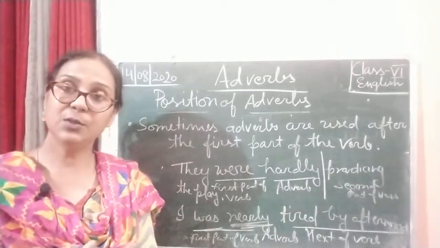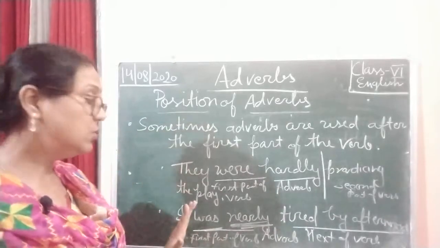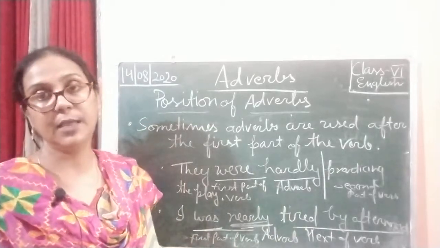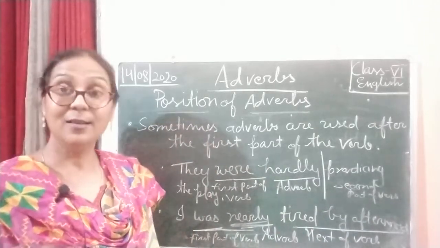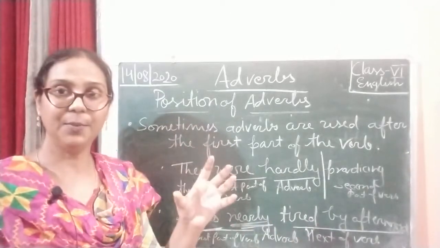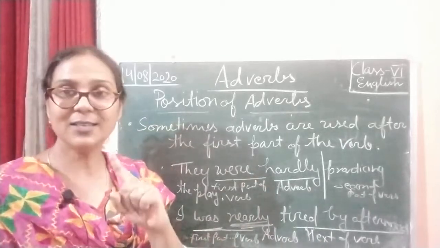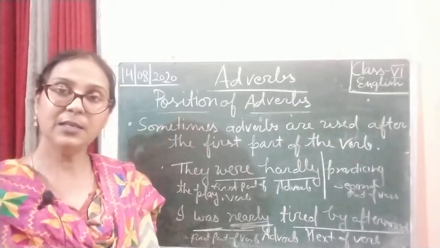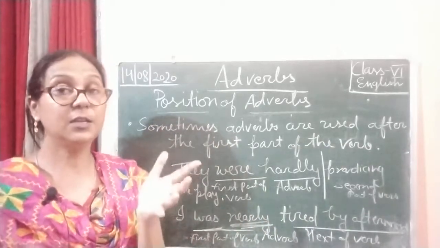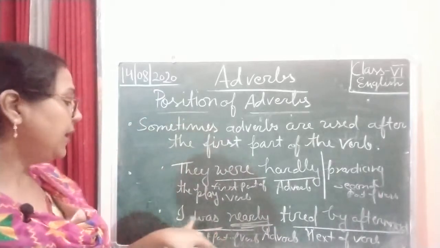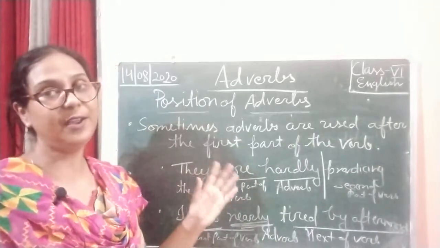Generally an adverb is used after the verb, but sometimes it is used before the verb, and sometimes it is used after the first part of the verb, and the second part of the verb remains the same. So we can learn three positions of adverb, because this is very important: how to place an adverb, where to place an adverb, and when to place an adverb. So I think these three questions are solved. First, always keep in mind that adverbs are usually placed after the verb. Sometimes it is placed before the verb, and sometimes after the first part of the verb. So we have discussed these three positions of adverb.